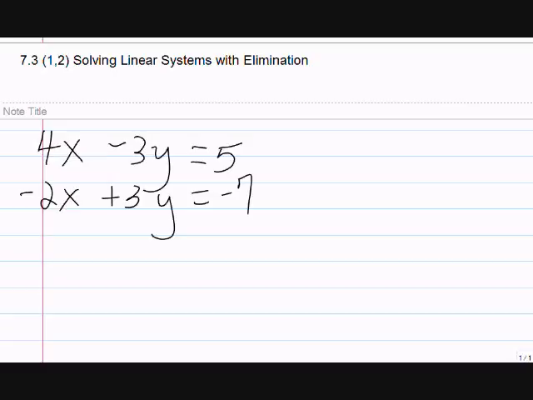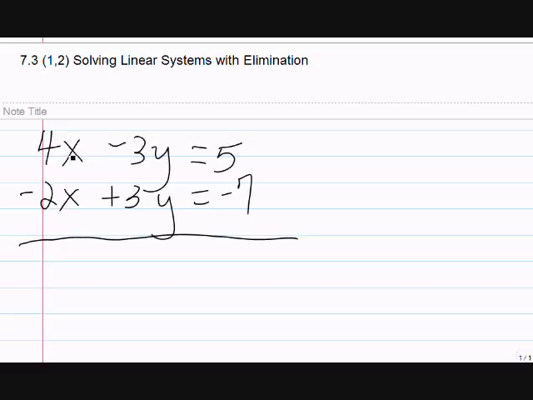This would not be an easy problem to solve with substitution that we did yesterday and the day before, because I don't have y equals, I don't have x equals. But if you have a problem where you can line up the x's, line up the y's, line up the equal sign, line up the constants, you can try this method called elimination. So what I'm going to do is try adding these two equations to each other and seeing if one of the variables ends up going away. I'm trying to eliminate a variable.